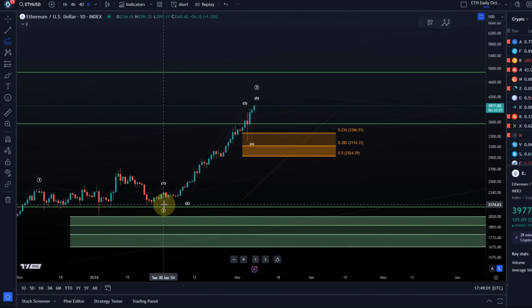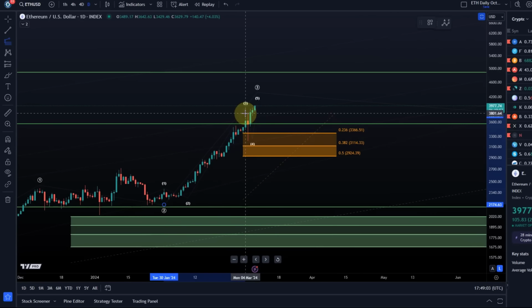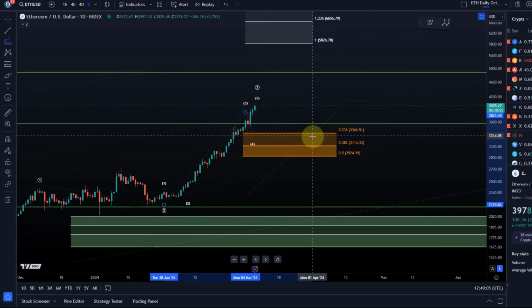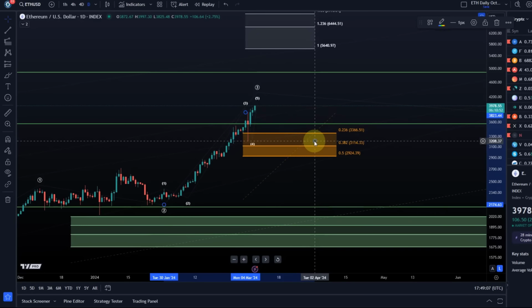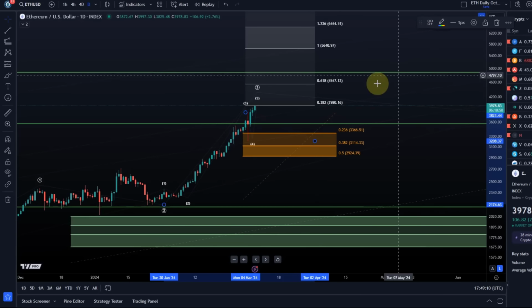So what we normally do, we take the length of waves one and three, then we go to the low of the fourth wave, and what we would typically want to see is the 38.2 extension or the 61.8 extension as targets. The 38.2 is typically shallow for a wave five, especially in crypto, especially in a bullish market. So I would not rule out further direct extensions to the upside.